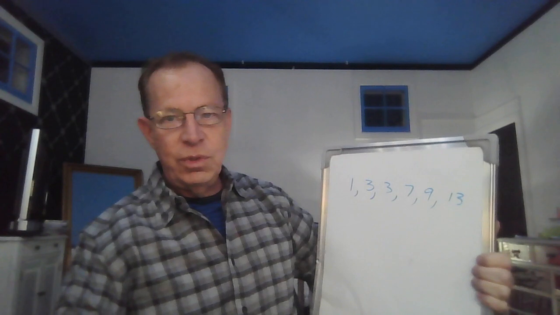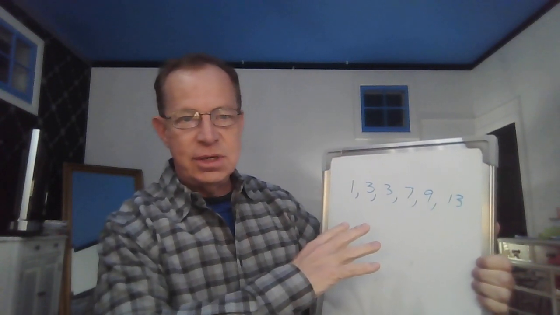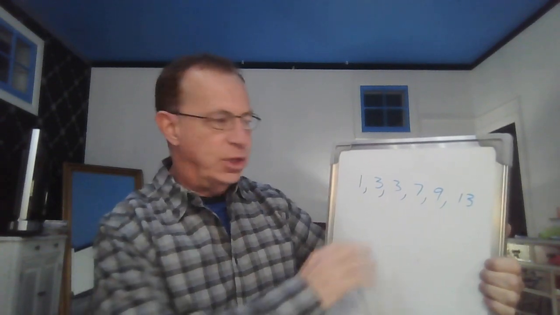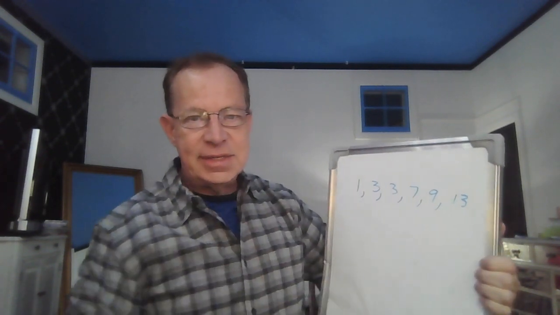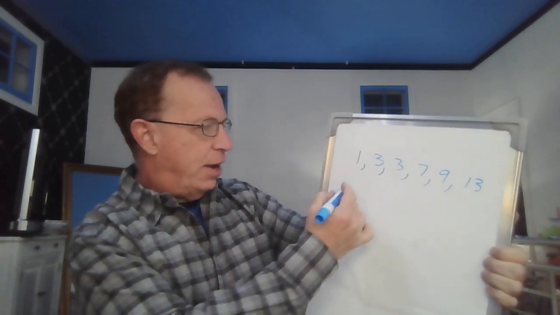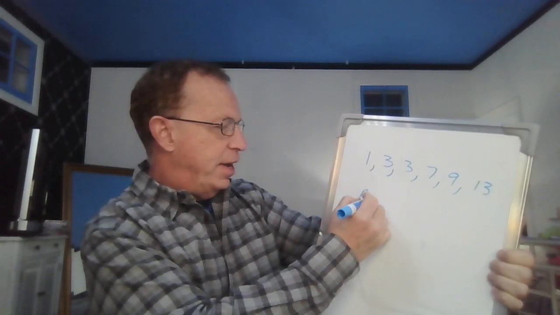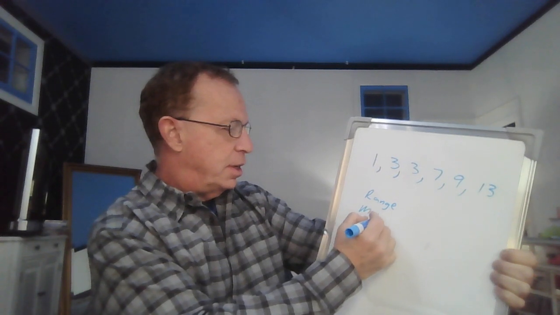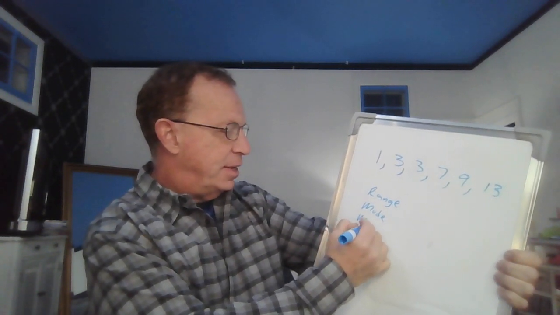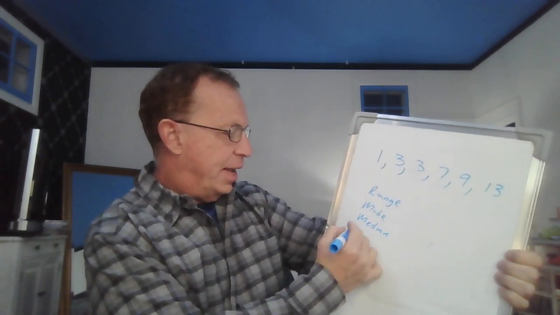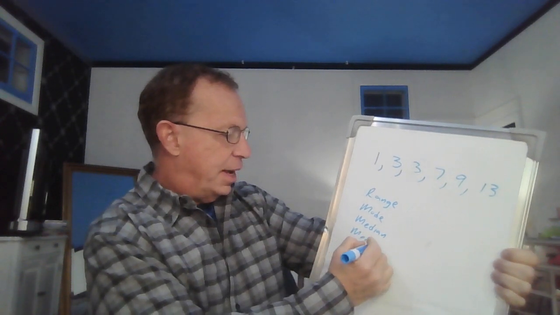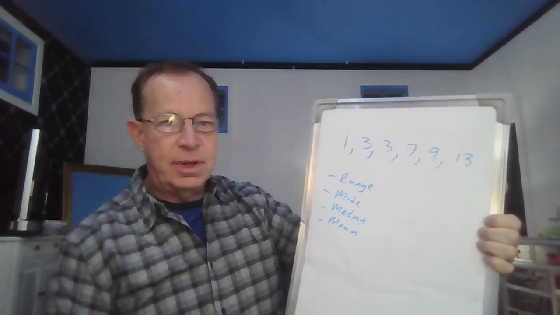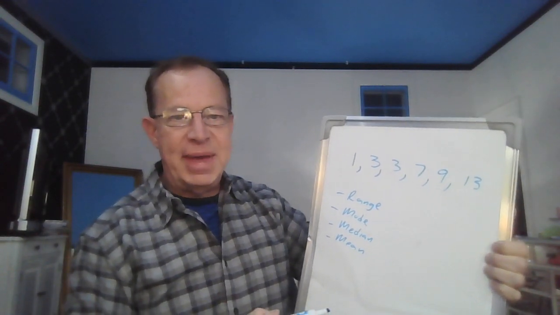Okay, so with all that information behind us, we now have a fresh take on all the information we learned about data sets and specifically how to find the range, the mode, the median, and the mean. And I put these not in the order necessarily that you learned them, but I think in an order that makes sense.